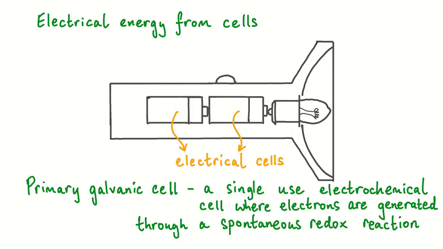Electrical cells are often referred to as batteries, although a battery is strictly several cells connected together. A primary galvanic cell is a single-use electrochemical cell where electrons are generated through a spontaneous redox reaction.